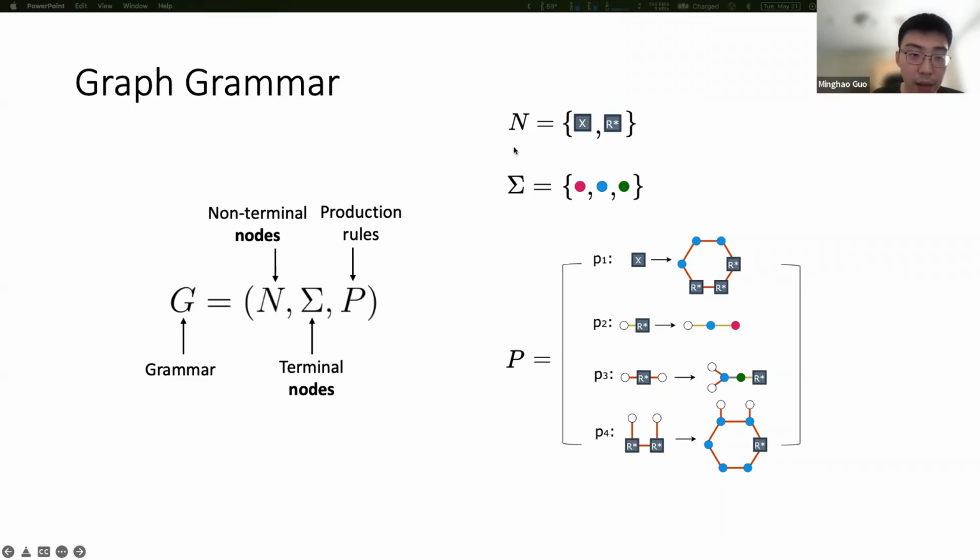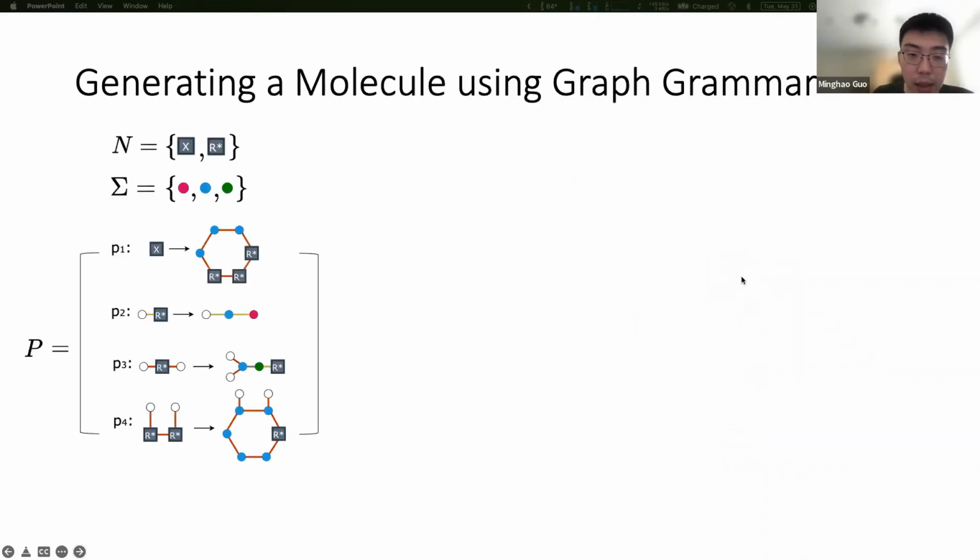In this case, there are only 2 non-terminal nodes, X and R star, and the terminal nodes represent atoms. This is the carbon, this is the oxygen, this is the nitrogen. For the production rules, both the left-hand side and the right-hand side are subgraphs instead of strings. The subgraphs consist of the necessary edges, which represent the bonds, like single bonds, double bonds, and aromatic bonds.